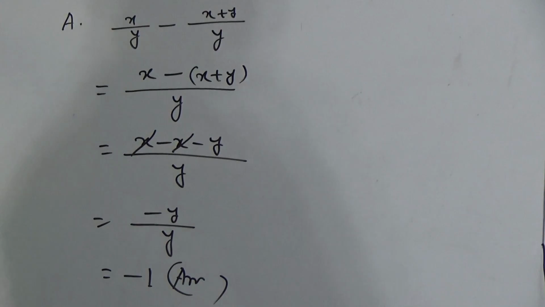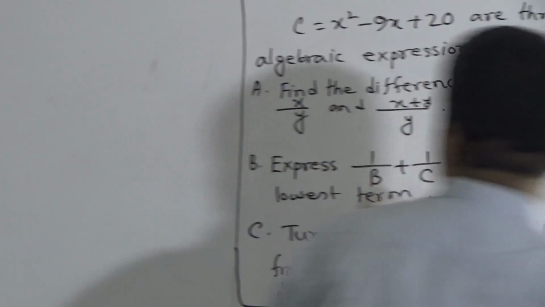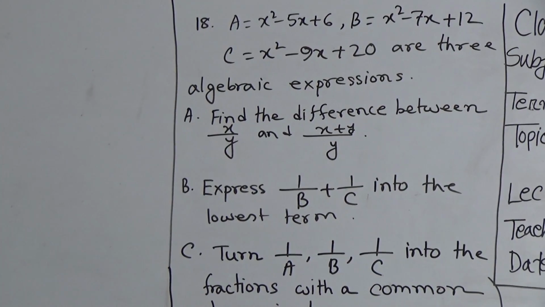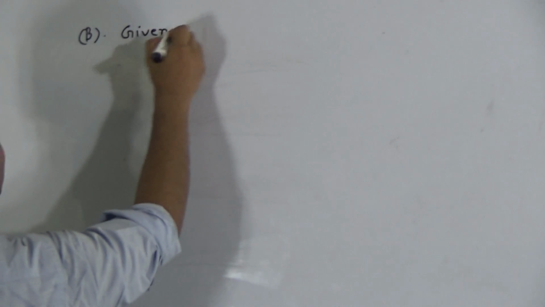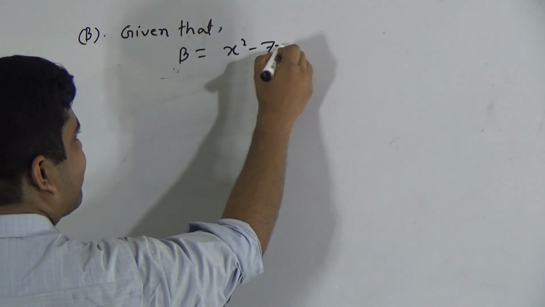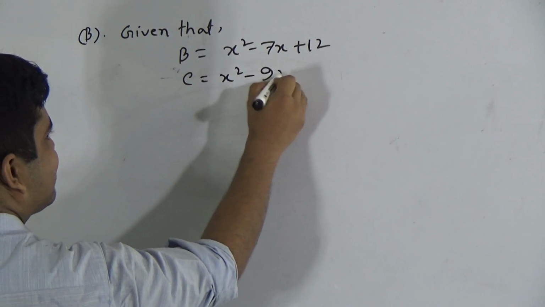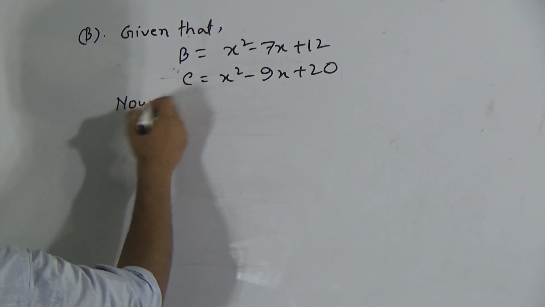Now my dear students, question number B. Here express 1 by b plus 1 by c into lowest term. In order to solve this, we need the expressions b and c. So given that b equal to x square minus 7x plus 12 and c equal to x square minus 9x plus 20. First of all we convert b and c into factors.